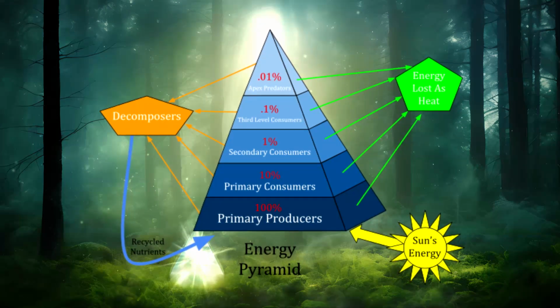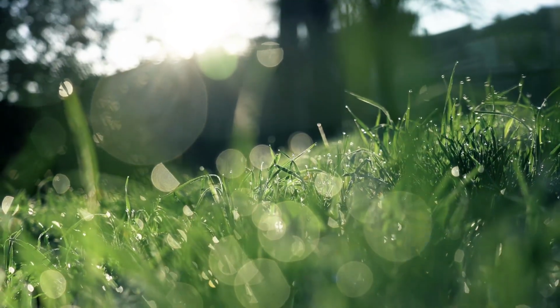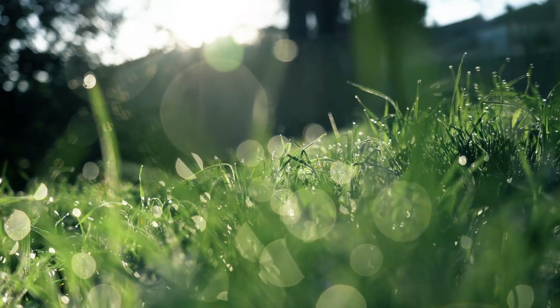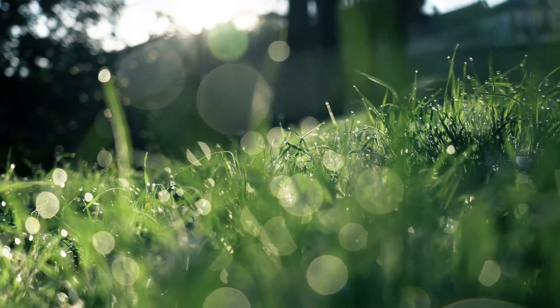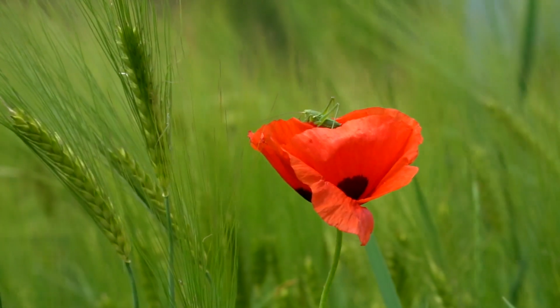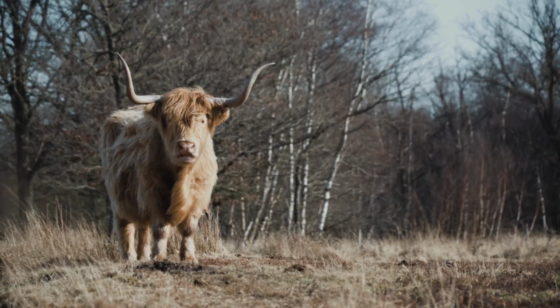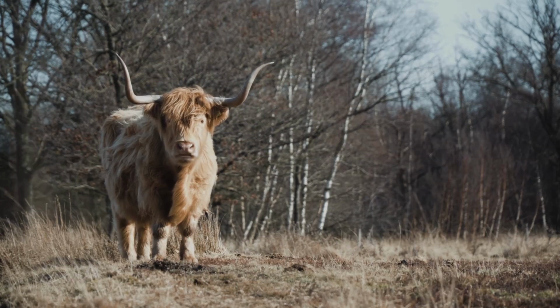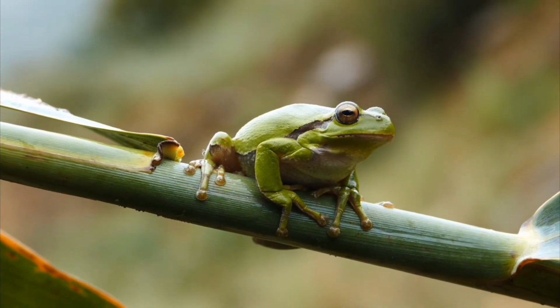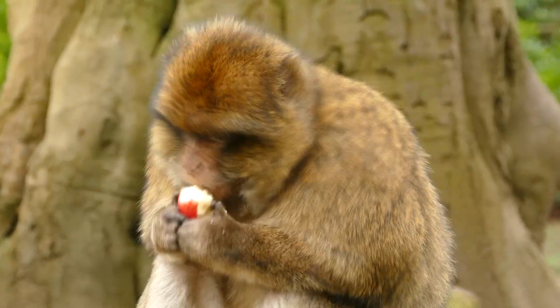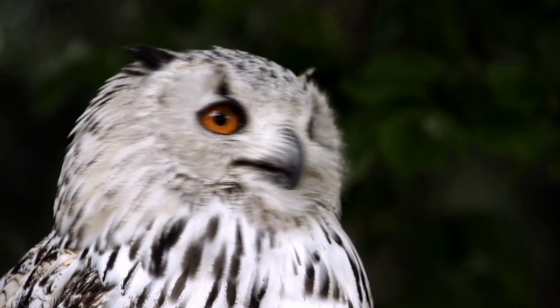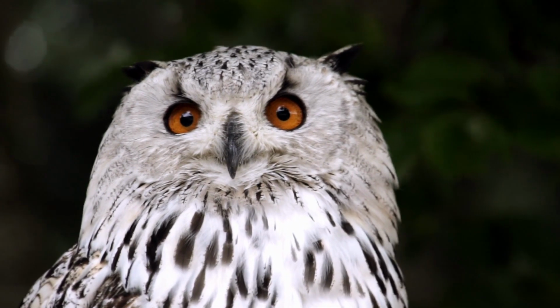At the bottom are the primary producers, or your autotrophs, plants. They take the sun's energy to create their own food through photosynthesis. Moving upwards, you have your secondary producers, your herbivores, that get energy from eating plants. Then you've got your tertiary producers, the omnivores, that get their energy from plants and animals. And then at the top, you have your apex predators, which are carnivores at the top of the food chain.